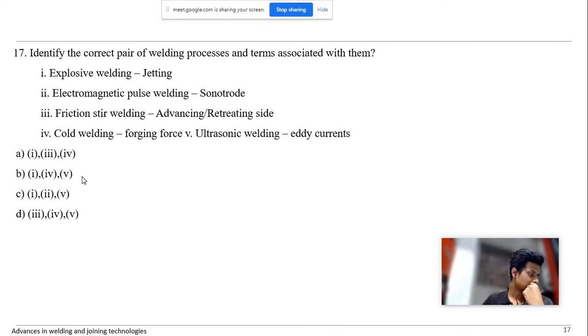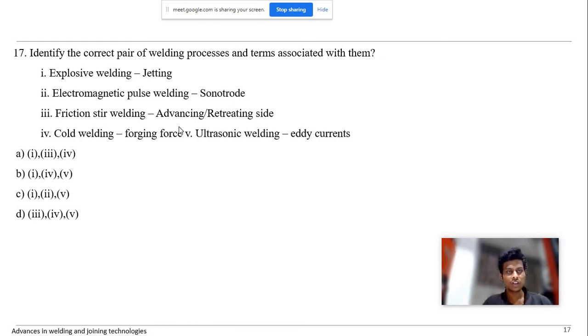Next question is, identify the correct pair of welding process and terms associated with them. Okay, I will discuss. Explosive welding, obviously jetting is happening, so that is there, and also electropulse welding. There won't be any sonotrode, right? In ultrasonic welding, the sonotrode will be there. So 17.2 is not the case. The second option is not the case.